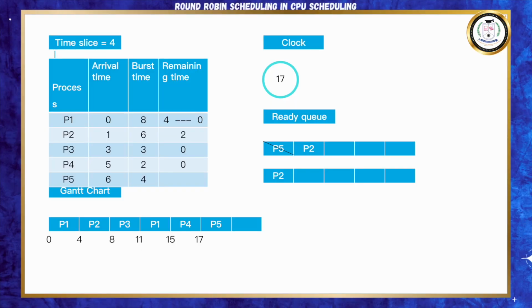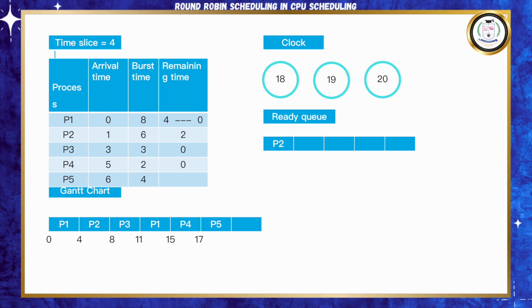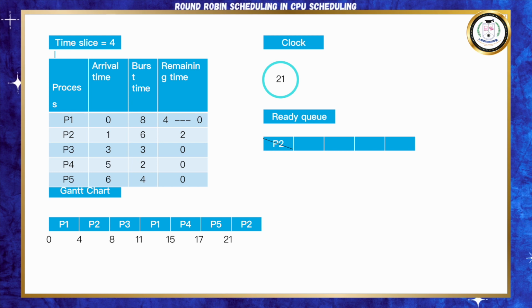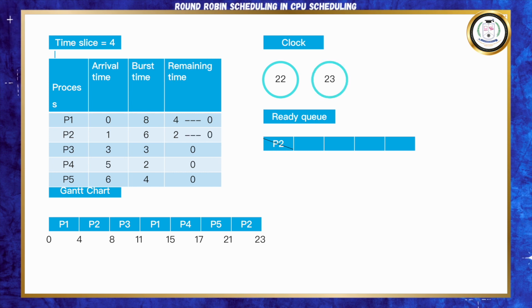And the next process is P5. P5 will come for execution, and for P5 the burst time is 4 milliseconds. So within the given time it completes its execution and gives the CPU to the next process waiting in the ready queue, that is P2. After P5 is completed at 21 milliseconds, P2 will get the CPU, and P2 will complete its process at 23 milliseconds.